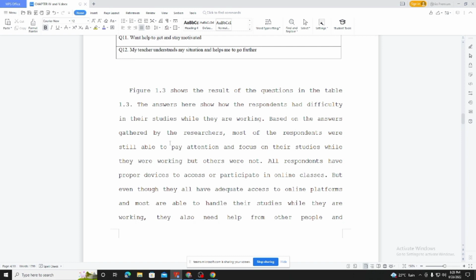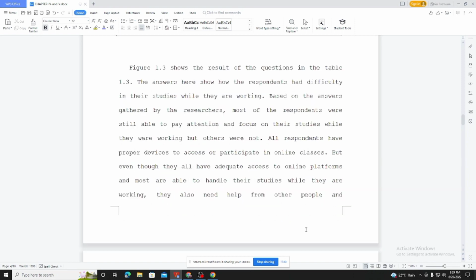Based on the answer gathered by the researcher, most of the respondents were still able to pay attention and focus on their study while they were working, but another were not. All respondents have proper device to access or participate in the online classes, but even though they all have adequate access to online platform and most are able to handle their study while they are working.